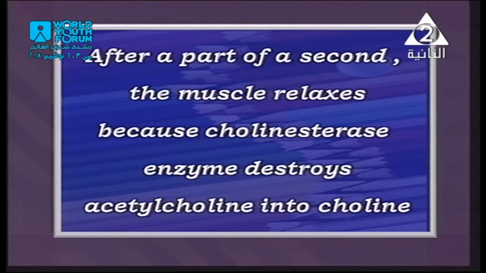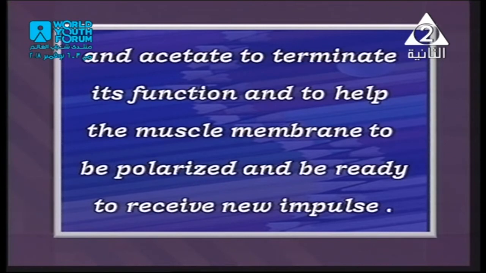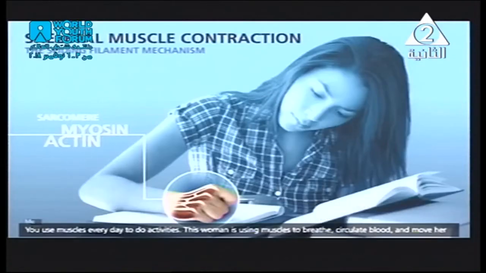Cholinesterase enzyme destroys the acetylcholine into different substances, choline and acetate, to terminate its function and also to help the muscle membrane to be more polarized and ready to receive a new impulse. Let's show that by a video.